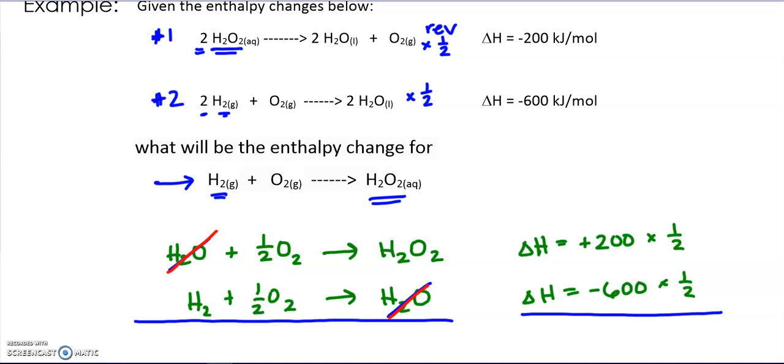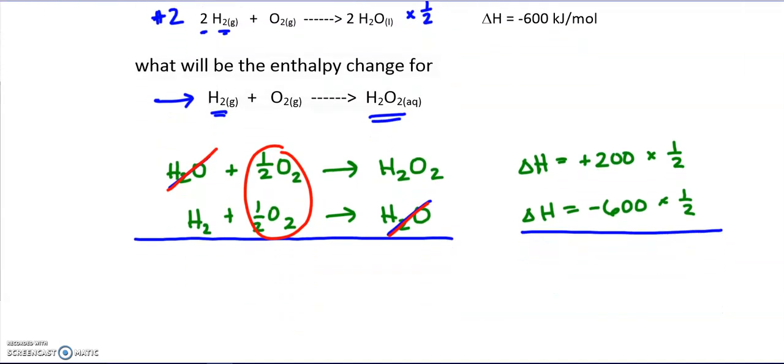All right. So I can add these together, right? Because they're on the same side. So they will add up to 1 O2. So now I can rewrite this as H2 plus O2 makes H2O2, which is exactly what I wanted. And then I can add up my delta H's.